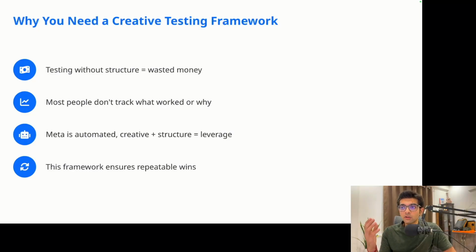Meta is automated, so creative plus structure is the leverage that you have, along with the data that you pass on to the algorithm. That's a different video. We'll create a separate video regarding that data importance, although we have covered that in one of our fundamental Meta ads videos, which you can check out later. And this framework ensures that repeatable wins happen in your ad account, right? While creative strategy is something that you can plan, this framework will help you minimize your ad spend and bring a structure to your testing strategy so that you can repeat it to graduate and find winners.